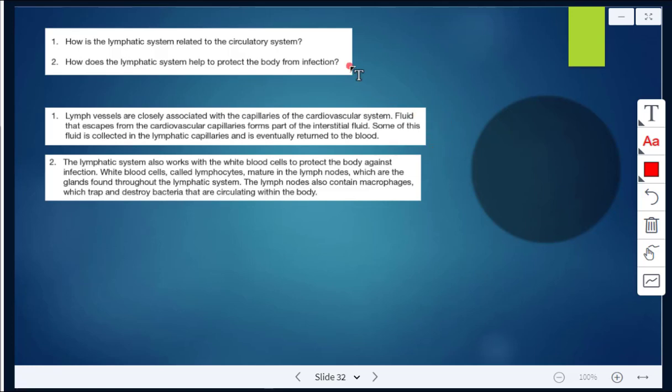How does the lymphatic system help to protect the body from infection? We talked about the white blood cells that protect the body against infection. These white blood cells, also called lymphocytes, mature in lymph nodes, which are the glands found throughout the lymphatic system. And they contain macrophages, which can trap and destroy bacteria that is circulating within the body.